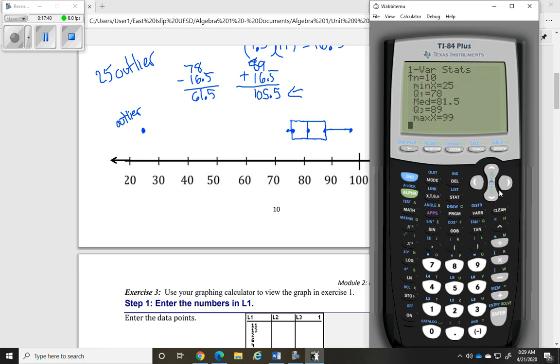So the way we see our outliers is by looking at the graph and seeing if there's a point that doesn't have a whisker attached to it. But I would definitely just use my calculator to do box plots.